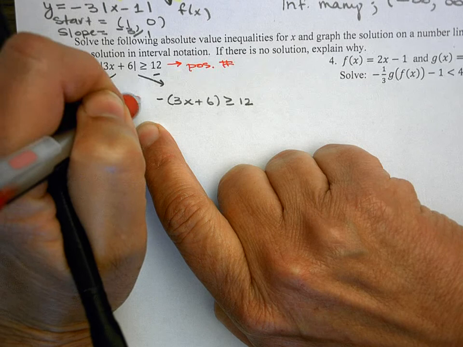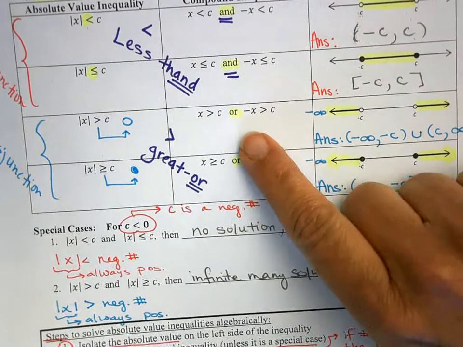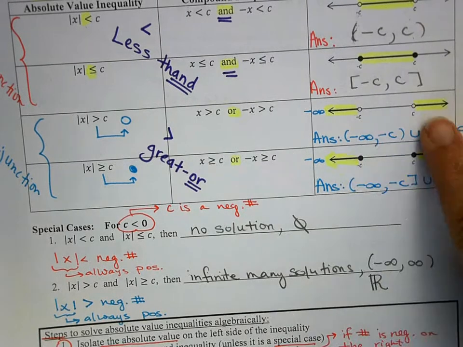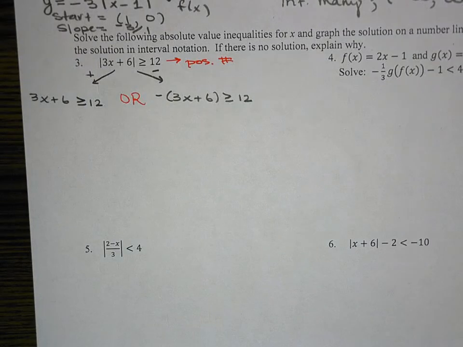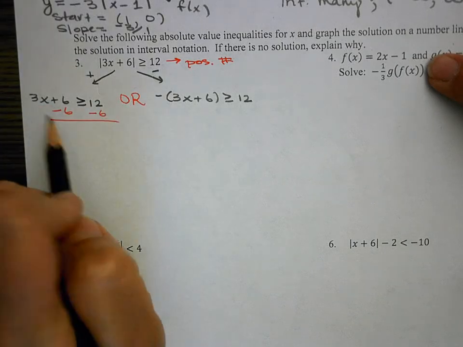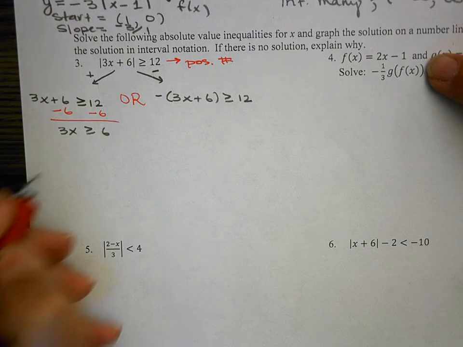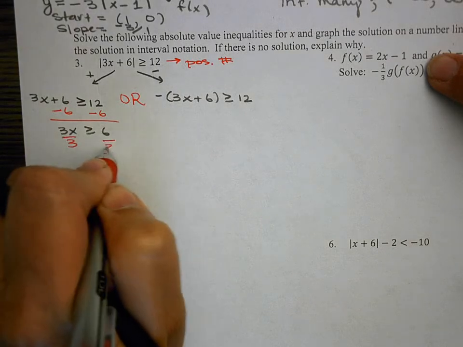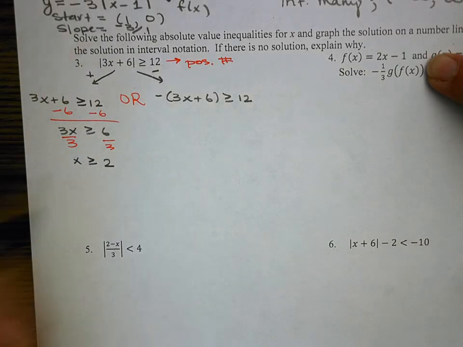And if it's an or statement, right? So if it's an or statement, then we should have two sections that don't overlap. Two sections that do not overlap. Great or. One or the other, no overlapping. Okay, so now let's go ahead and solve. So I'm going to subtract 6. And then divide by 3. Okay, and then do the same over here.